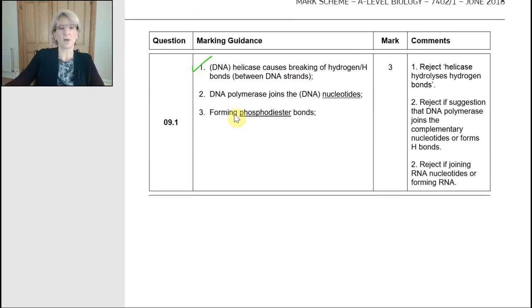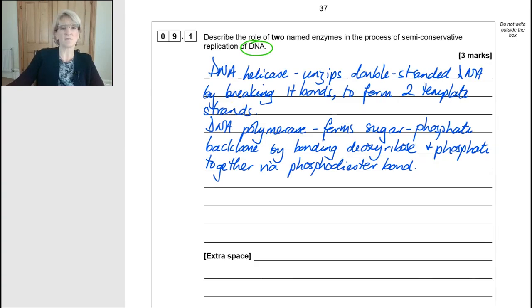So I'd have got that mark: it joins the nucleotides and forms phosphodiester bonds. Notice, DNA polymerase does not form the hydrogen bonds. It doesn't. It's a really common misconception.